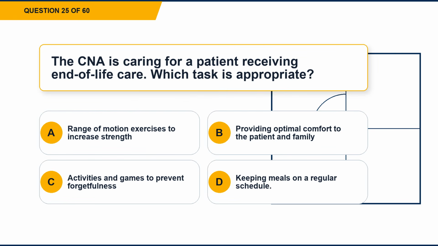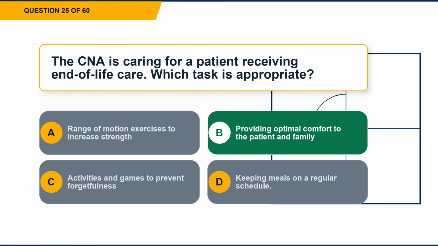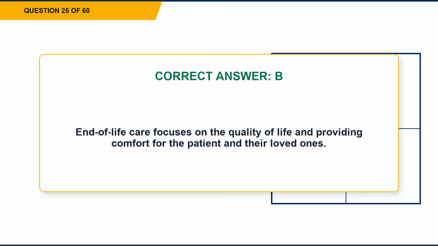Question 25. The CNA is caring for a patient receiving end-of-life care. Which task is appropriate? Option A, range of motion exercises to increase strength. Option B, providing optimal comfort to the patient and family. Option C, activities and games to prevent forgetfulness. Option D, keeping meals on a regular schedule. The correct answer is option B, providing optimal comfort to the patient and family. Explanation: end-of-life care focuses on the quality of life and providing comfort for the patient and their loved ones.